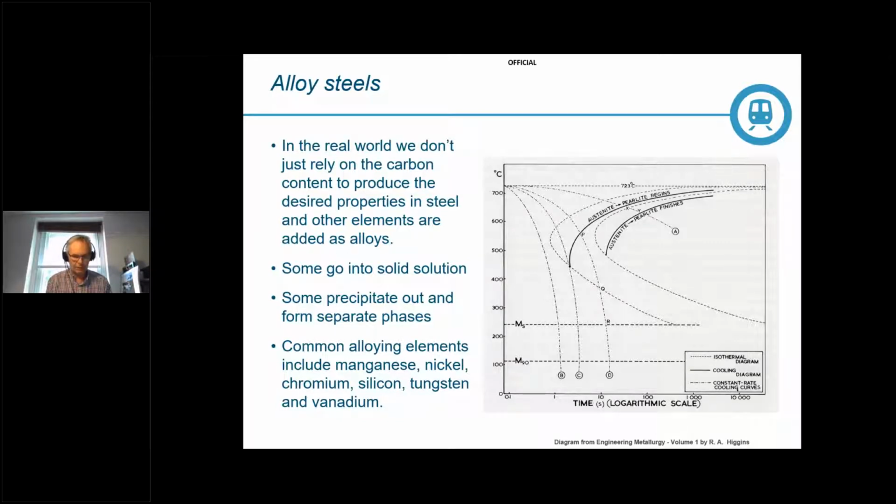So common examples of alloys are silicon and manganese, which change the properties of ferrite by going into solid solution and hardening it, whilst nickel both hardens and toughens. All these can assist with steel manufacturing processes and delivering the desired properties in the finished product. So a familiar alloy of steel in the rail industry is Hadfield's or austenitic manganese steel.